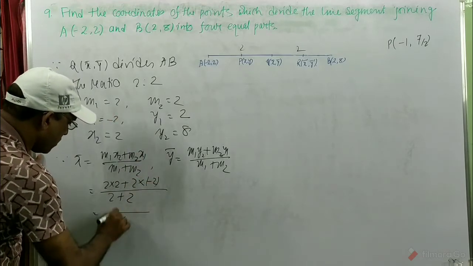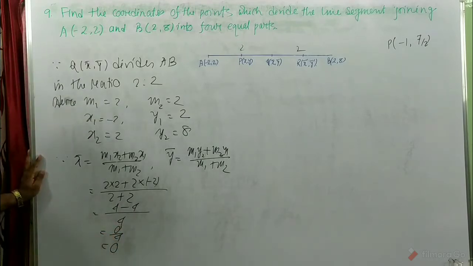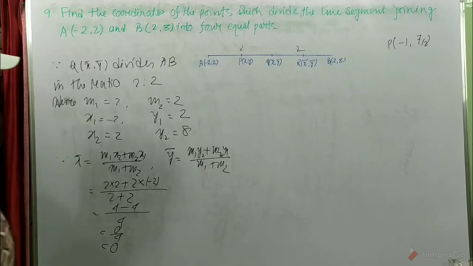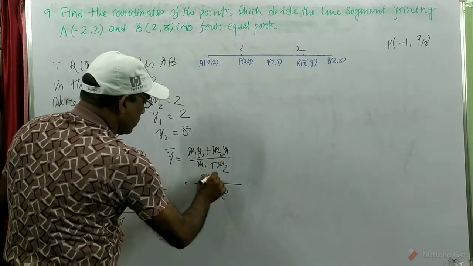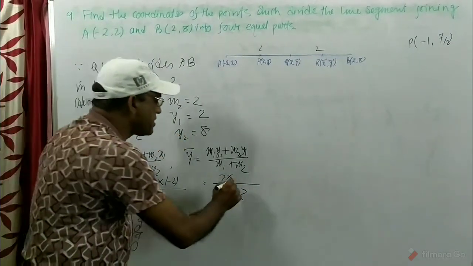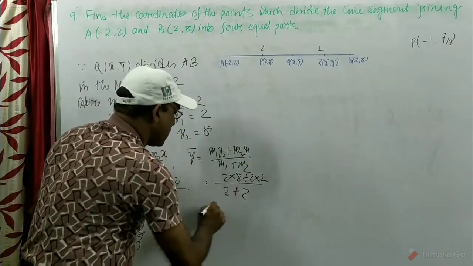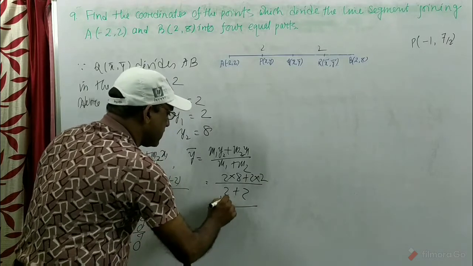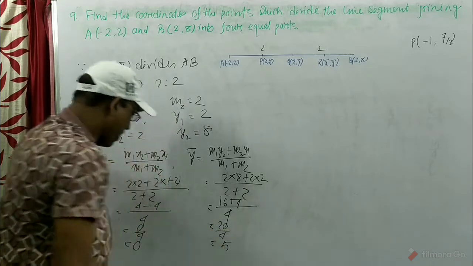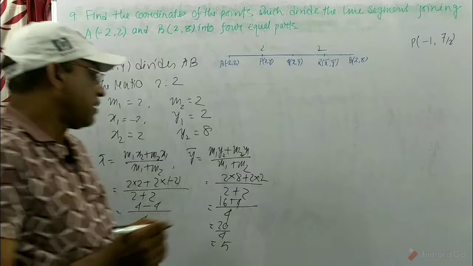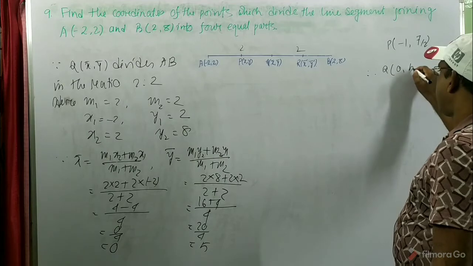So this is 4, 4 minus 4, this is 0 by 4, this will be 0 we get. This result is 0. Now M1 M2, 2 plus 2, 2 into Y2, Y2 means 8, plus 2 into Y1, Y1 means 2, this is 4, 16 plus 4, this is 20, 20 by 4 equal to 5. So this point we get 0, 5. Therefore Q we get 0, 5.